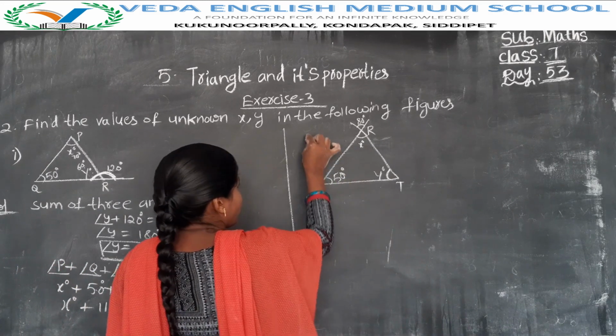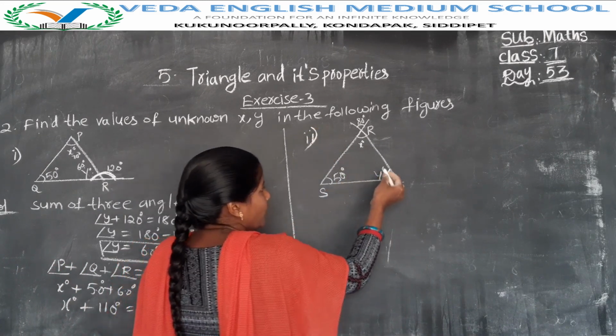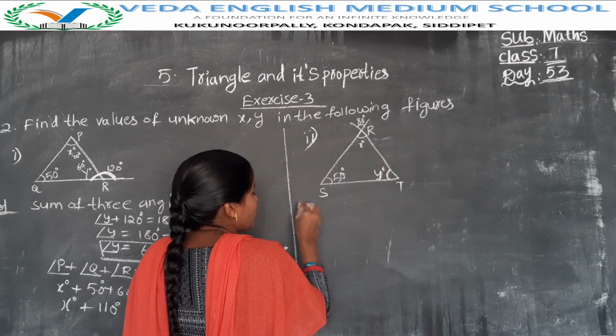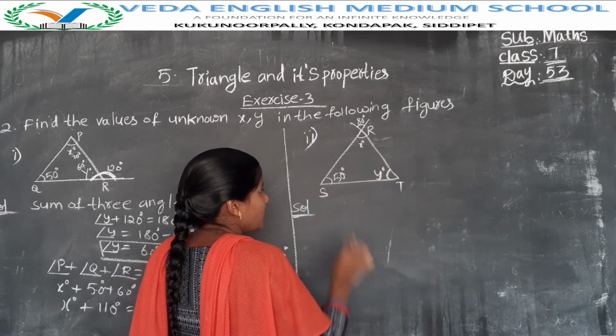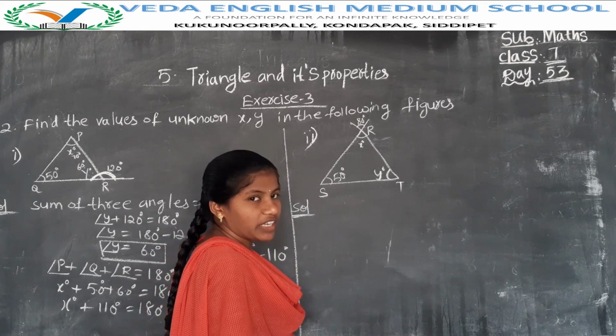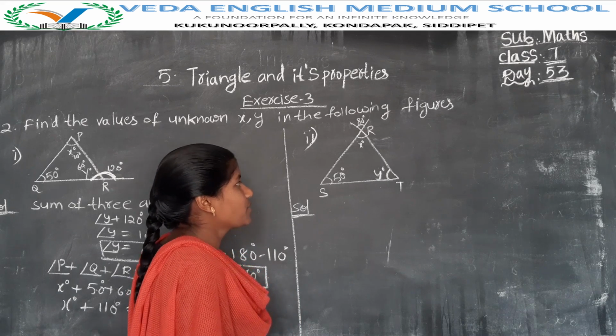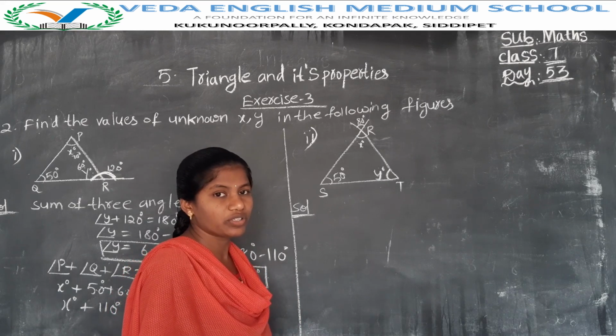Next come to the second figure. In the second figure, here we have x, here we have y. Now we have to find the values of this x and y. Solution. First observe the figure carefully. Somewhere you will get a clue or an example. Observe well.